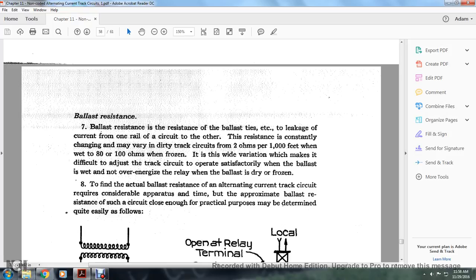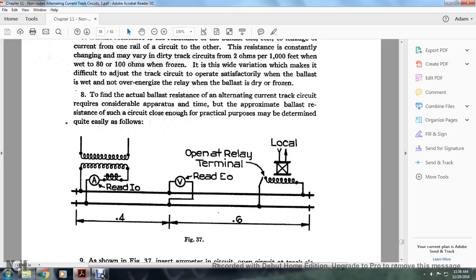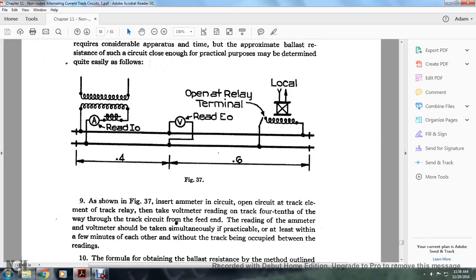8. Ballast resistance. To find the actual ballast resistance of an alternating current track circuit requires considerable apparatus, but at any time the approximate ballast resistance in such a circuit, close enough for practical purposes, can be determined quite easily. You need a transformer, an ammeter, a voltmeter, open relays, and a local switch. As shown in Figure 37, insert the ammeter in the circuit to open the circuit of the track element of the track relay. Take the voltmeter reading of the track voltage through the track circuit from the feed end, and the reading of the ammeter.